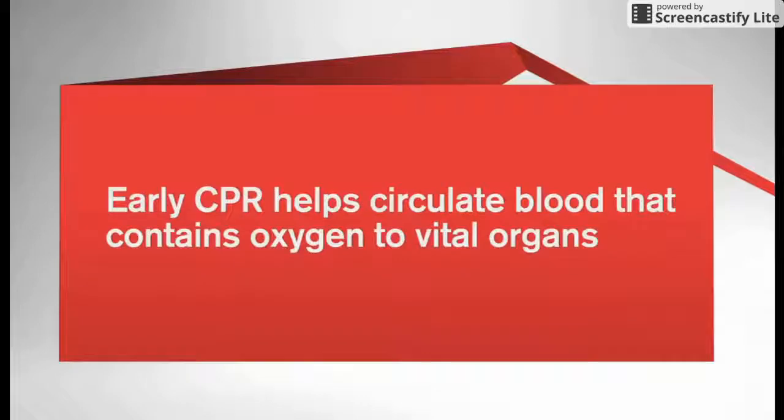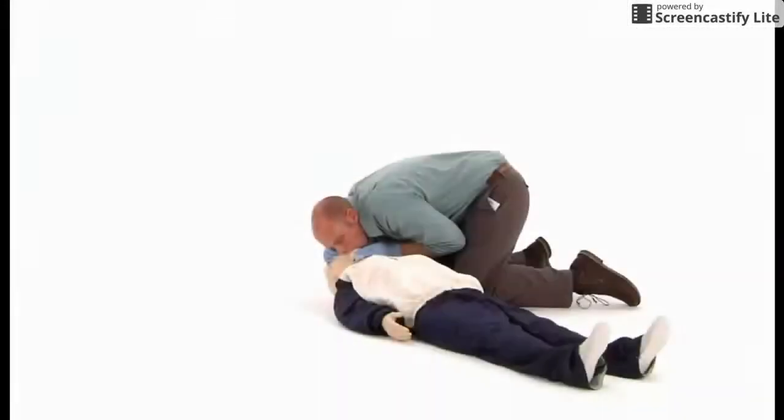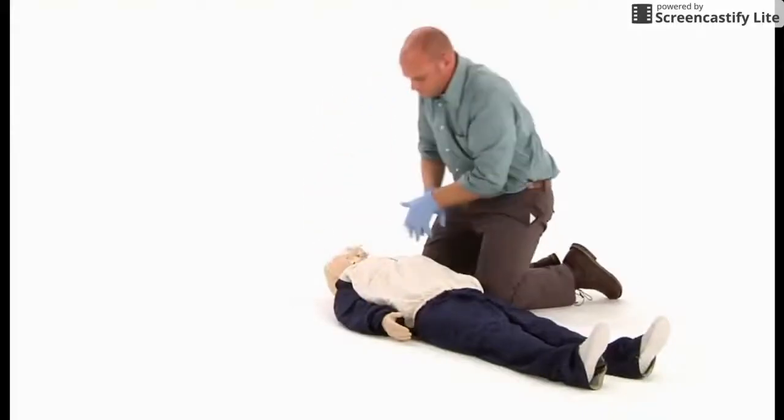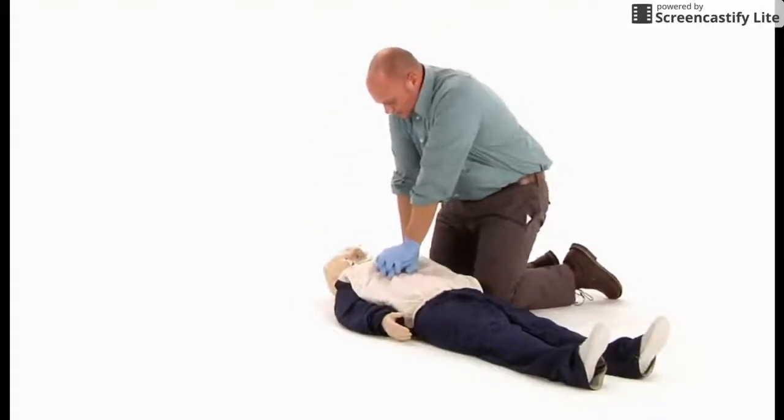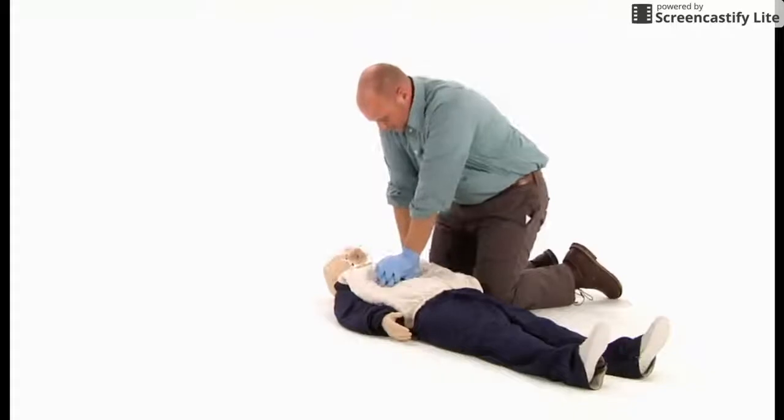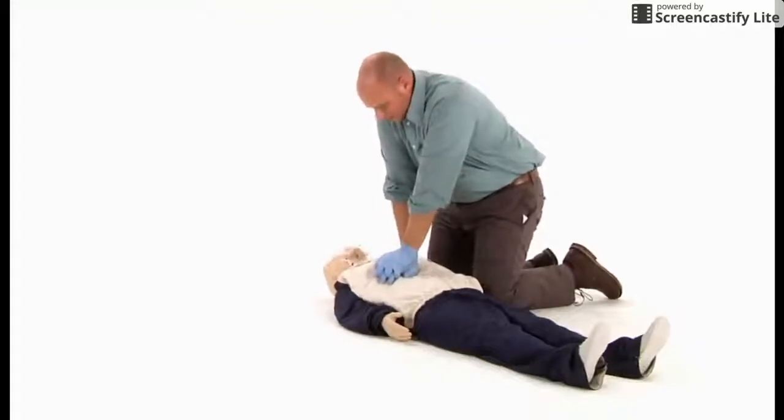Early CPR helps circulate blood that contains oxygen to vital organs. Most people experiencing sudden cardiac arrest need an electrical shock called defibrillation. Continue CPR until an AED is ready to use.